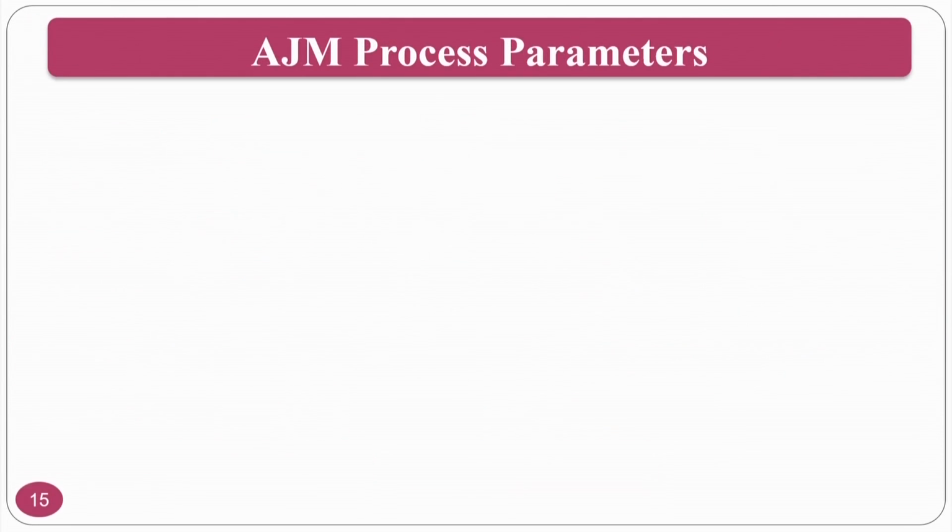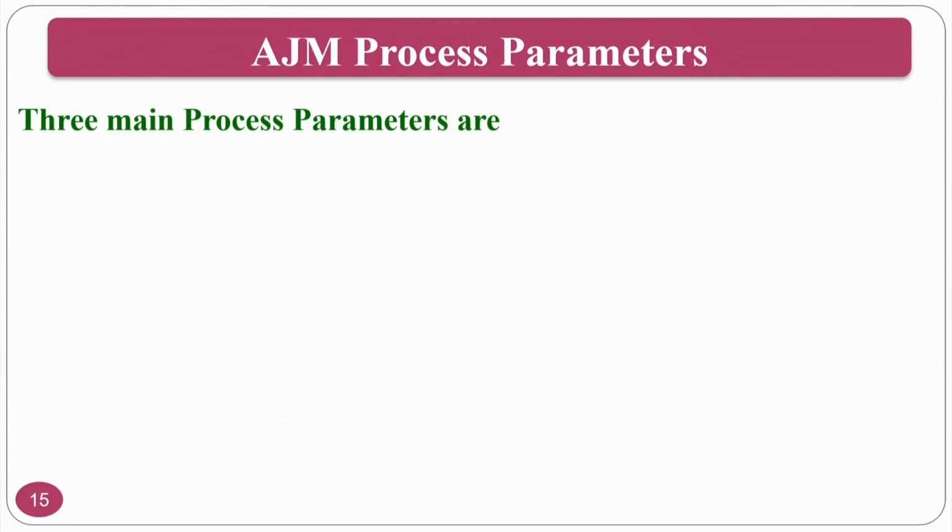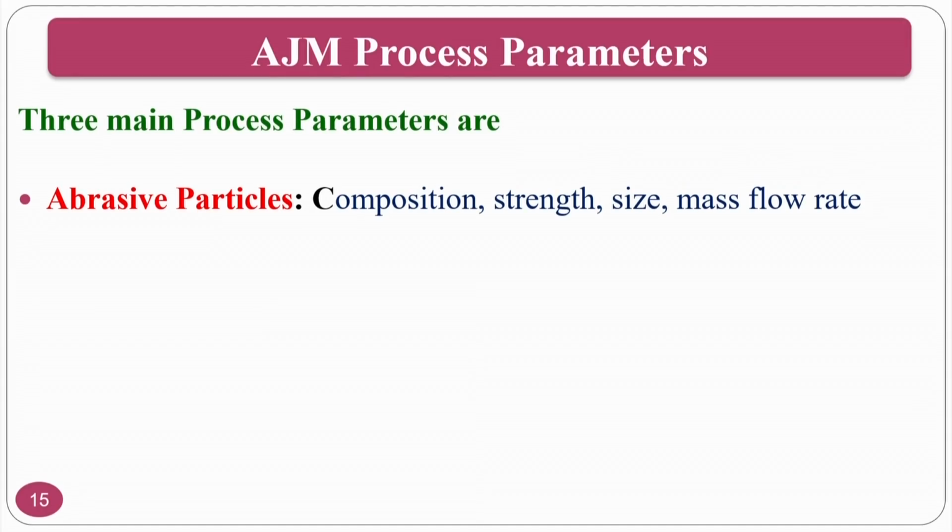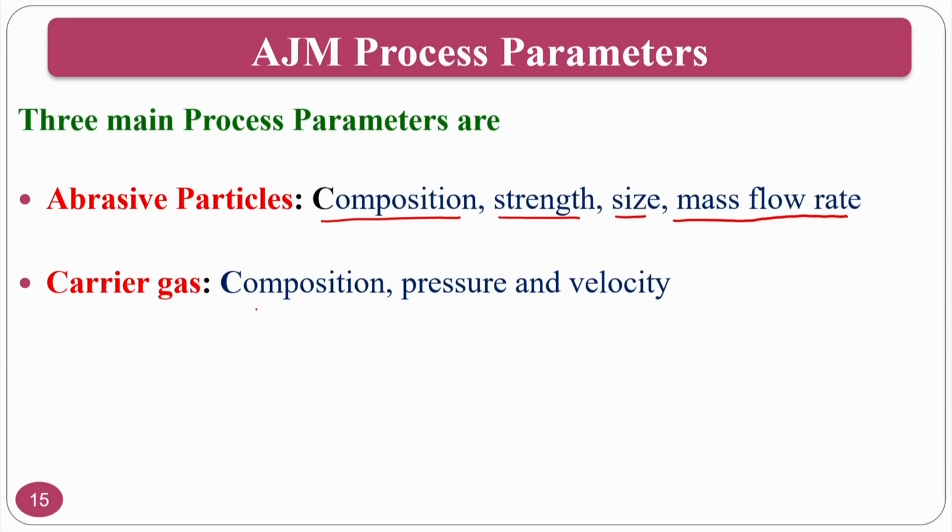Okay. So, the abrasive jet machining process parameters, the main 3 parameters, among all the spectrum, we have 3 or a few more, some people will follow. The most important one is the abrasive particle, which is nothing but the composition, strength, size, and mass flow rate of abrasive particles. At the same time, the carrier gas composition, whether you are going to use air, argon, or any other inert gas, at what pressure and at what velocity it is helping the abrasive particles to hit the workpiece.